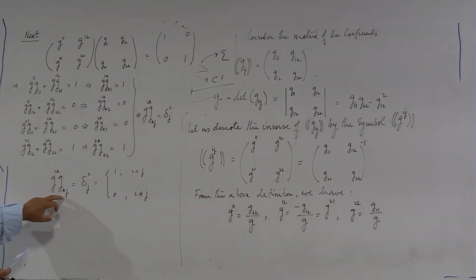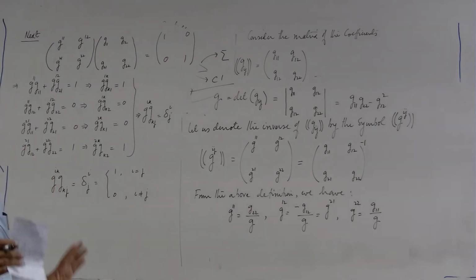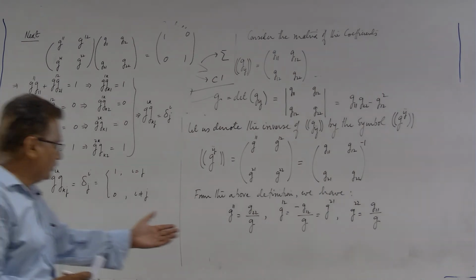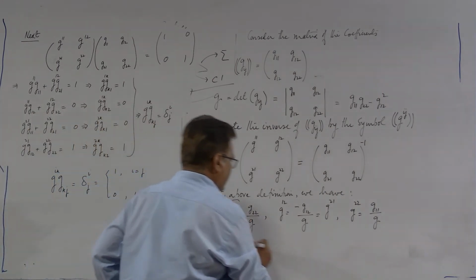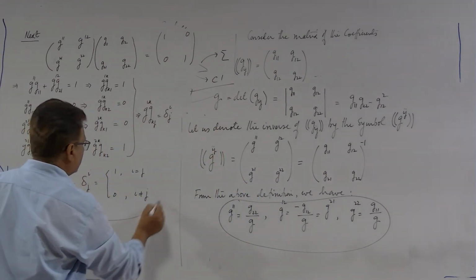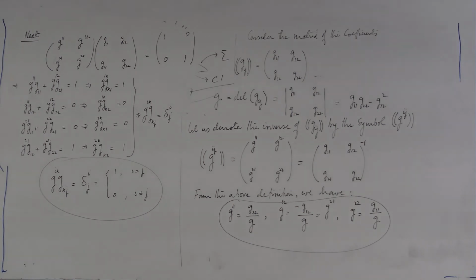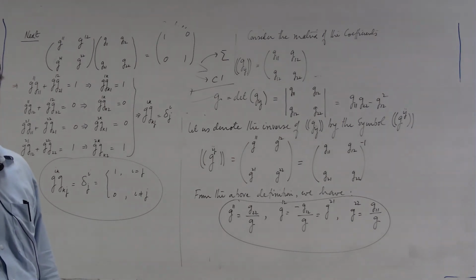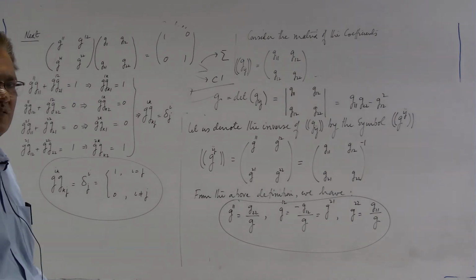K is a repeating index, so it is a dummy index. I and j are free indices, they are not repeating, they are distinct. So, this is another relationship between G upper ij's and G lower ij's. So, these are the two types of relations that we have got between G upper ij and G lower ij's. Now, the answer to our question: what about the existence of G upper ij, whether it will exist all the time or only some of the times.